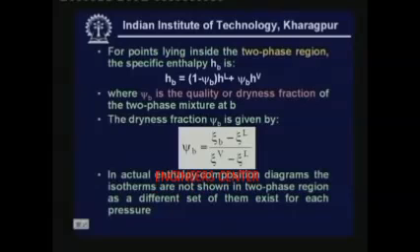And the dryness fraction is given by the mass fraction at that point minus the saturated liquid mass fraction, divided by the saturated vapor mass fraction minus the saturated liquid mass fraction.